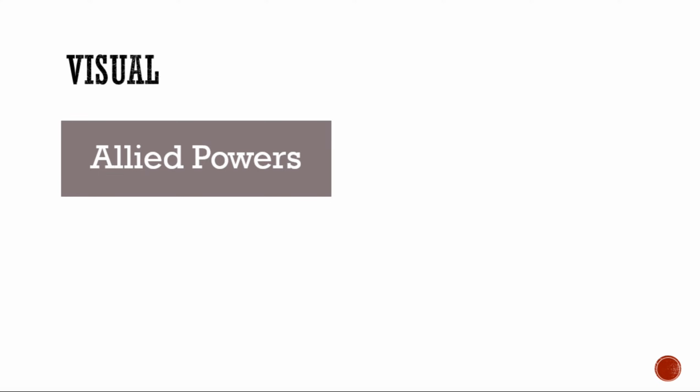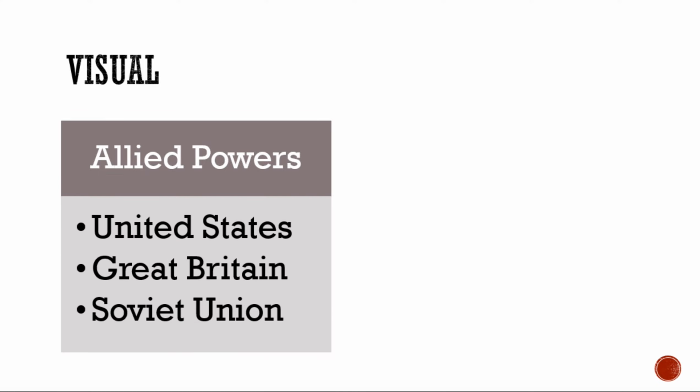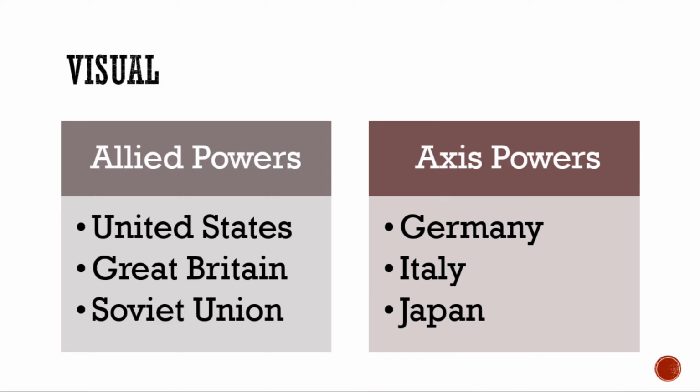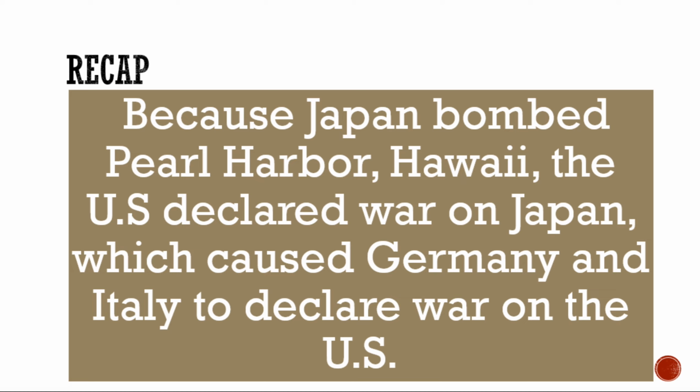And I just wanted to show you a visual of the Allied powers, which was the United States, Great Britain, the Soviet Union, and the Axis powers, which was Germany, Italy, and Japan. You do need to know who was in the Allied and who was in the Axis, and what they were called. Recap. Because Japan bombed Pearl Harbor, Hawaii, the U.S. declared war on Japan, which caused Germany and Italy to declare war on the United States.